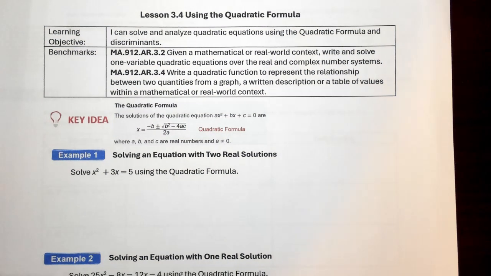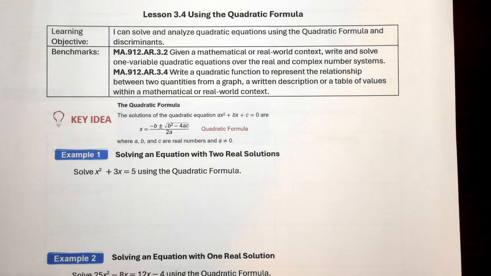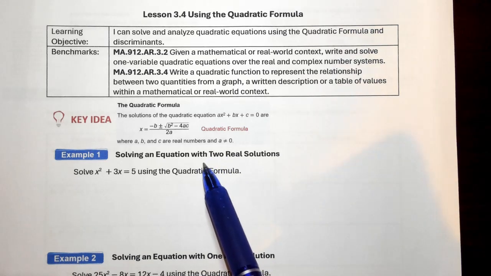Alright guys, we are now on lesson 3.4, using the quadratic formula. So you should be familiar with the quadratic formula as you learned it in Algebra 1. We are going to take it a little further now that we've talked about imaginary numbers. So we're going to look at some different types of solutions that you would get with quadratic functions. And we're going to start off with how you learned it in Algebra 1. This is the same way you learned it in Algebra 1.